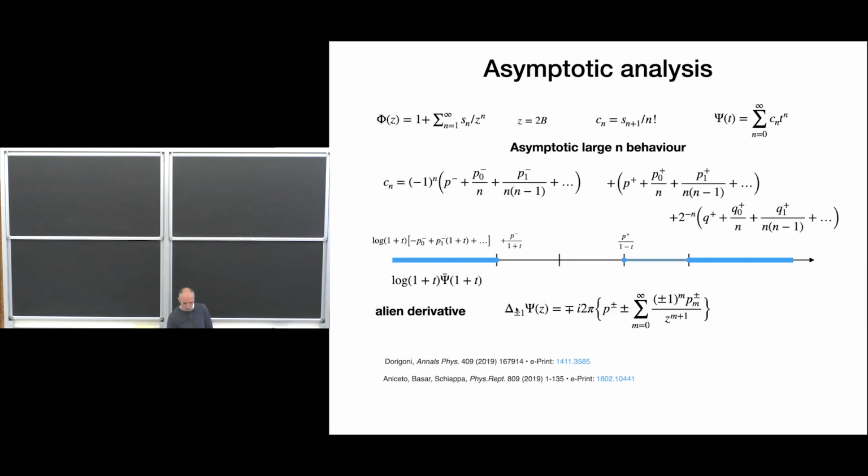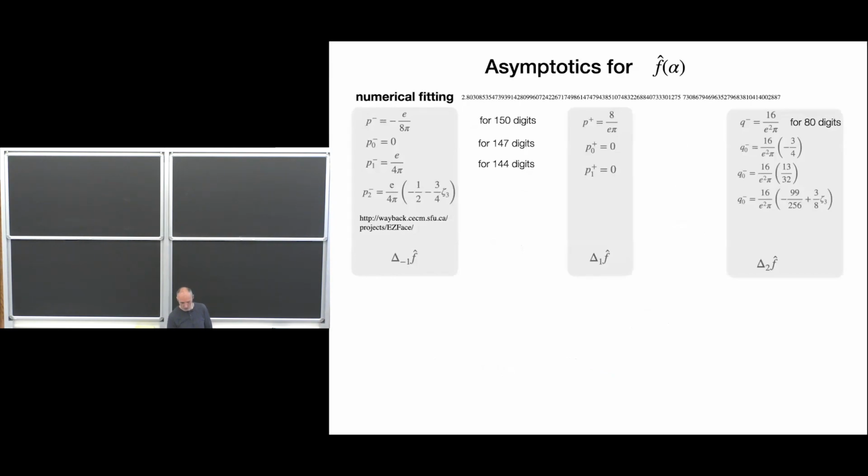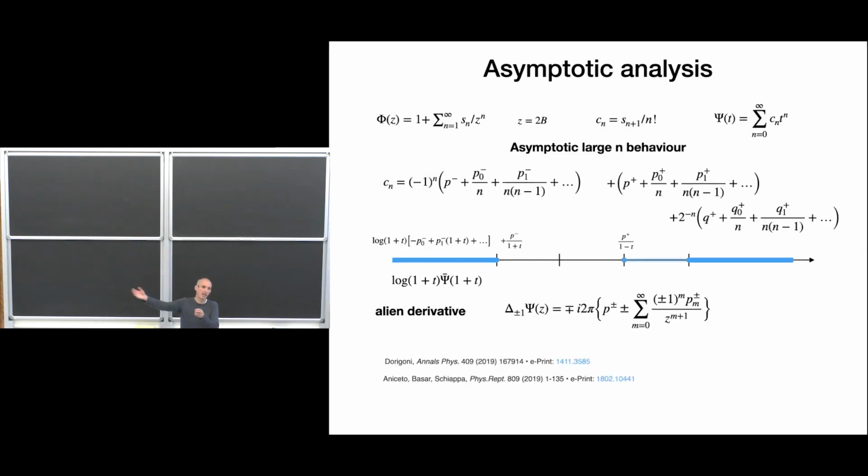Because of this 2 to the n, this will have a logarithm starting at 2. Now there is a very nice terminology, which is the alien derivative. The function which multiplies this logarithmic cut is also asymptotic, and it is denoted by the alien derivative of the previous function at the position minus 1 in this case, or plus 1 or plus 2 here. The way to get these alien derivatives is to analyze the asymptotic behavior. These alien derivatives describe the jump, how your function jumps across the cuts. Okay, that's the alien derivative.